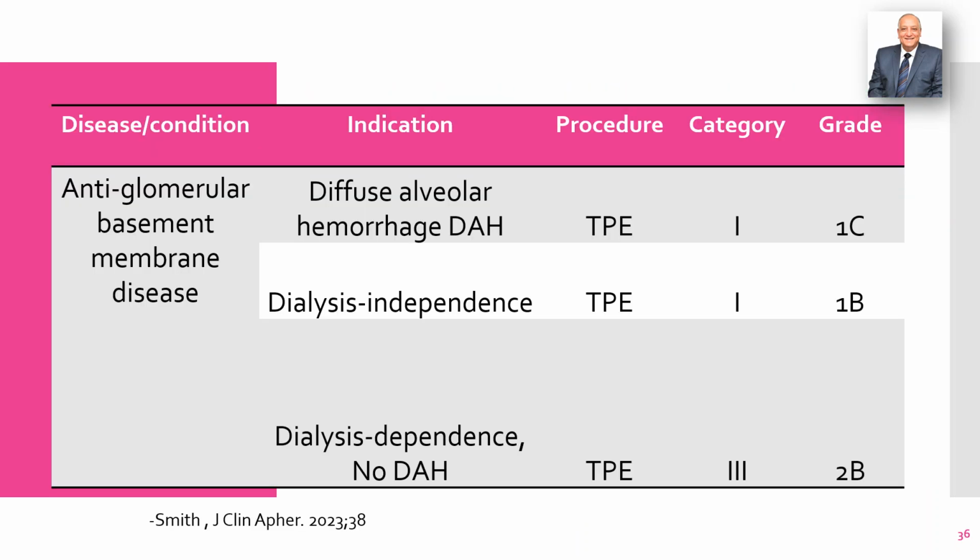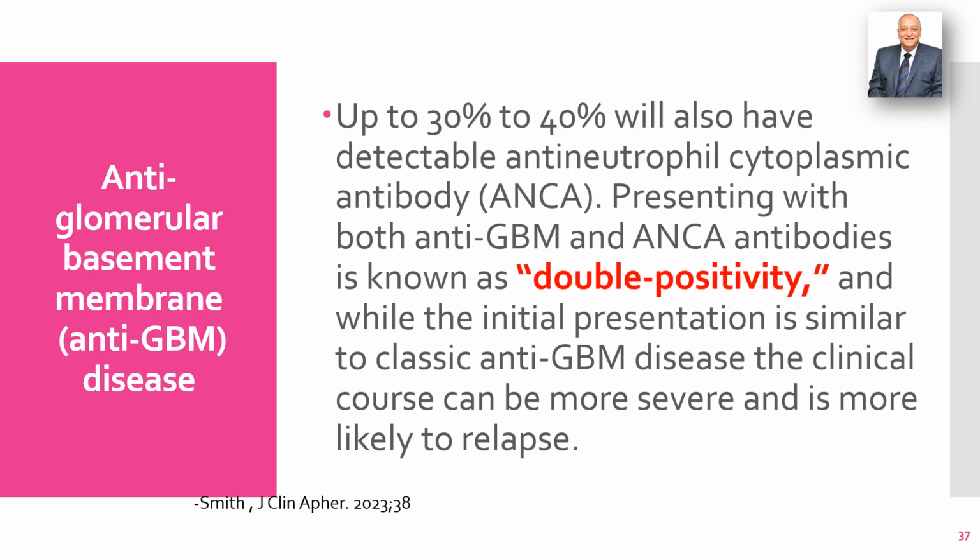It's category 1 for both diffuse alveolar hemorrhage or dialysis independence, while if the patient becomes dialysis dependent with no diffuse alveolar hemorrhage, it's category 3. Anti-GBM may be associated also with ANCA-associated vasculitis. Those patients present with both anti-GBM and ANCA antibodies, and with this double positivity, while the initial presentation is similar to the classic anti-GBM disease, the clinical course can be more severe and is more likely to relapse.